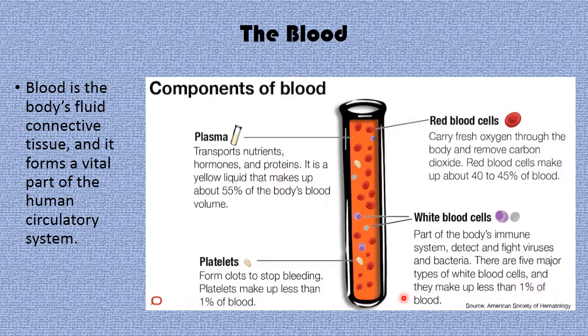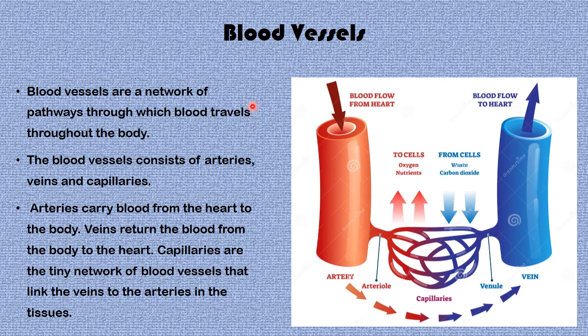So these are the components of the blood, right? Now, moving along, we'll be looking at the second component of the circulatory system, which are the blood vessels. Now, the blood vessels are a network of pathways through which blood travels throughout the body.